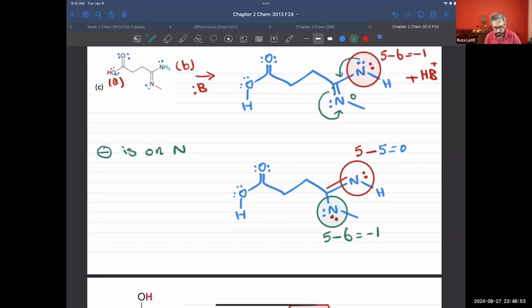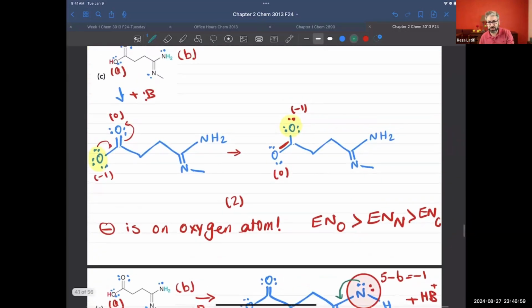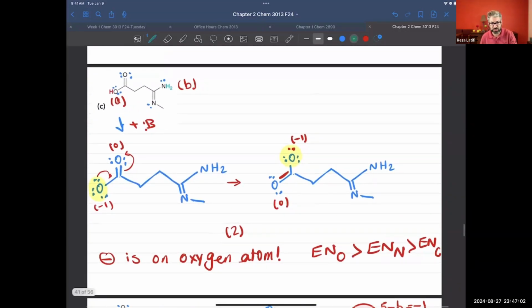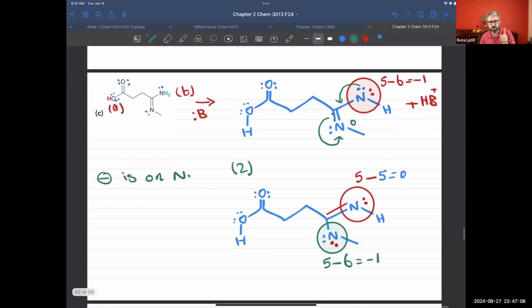How many resonance structures do we have? We have 2 resonance structures. Let's compare it with the previous one, which also had 2 resonance structures. If you take hydrogen that's sitting on oxygen, the negative charge is on oxygen. The second one, if we take hydrogen from nitrogen, you get 2 resonance structures, and the negative charge is on nitrogen. So the number of resonance structures is the same. Now we have to look at the electronegativity. We said the atom with higher electronegativity will make it more stable. Electronegativity is the one that's dominant here.